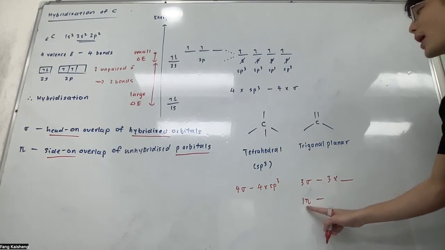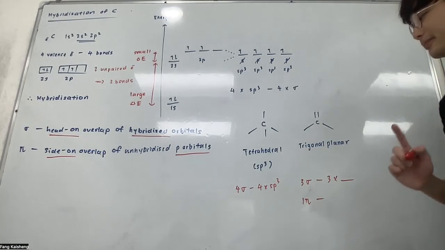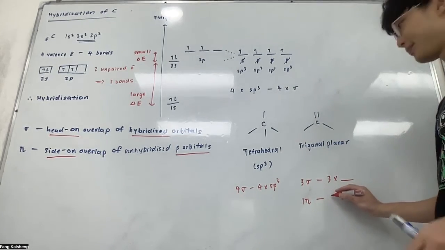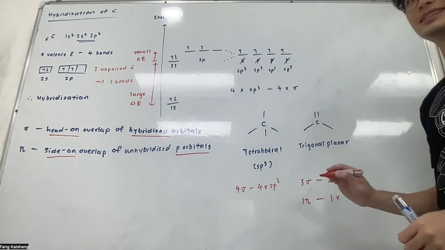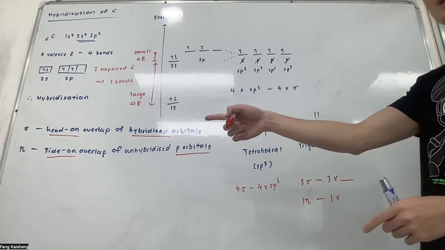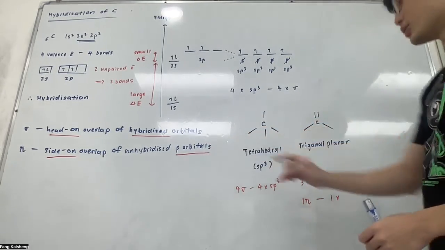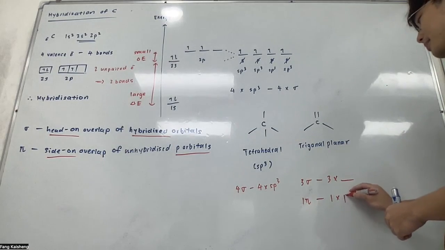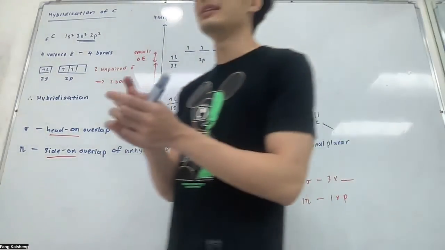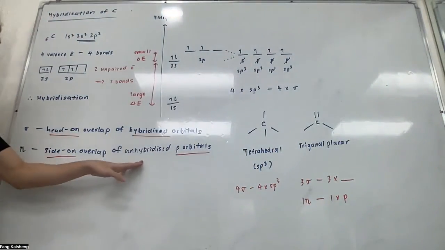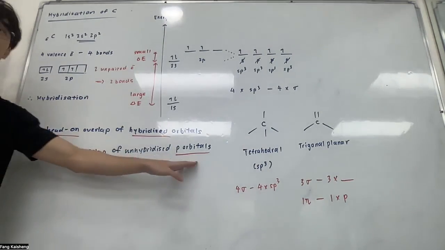If I only have 1 pi bond on a trigonal planar carbon, that means I only have 1 what? How do pi bonds form? Side-on overlap of your normal p orbitals, right? So that means I only have 1 p orbital. Can you see that? Now, if you see this, unhybridized just means it's nothing special. It's just a normal p orbital.